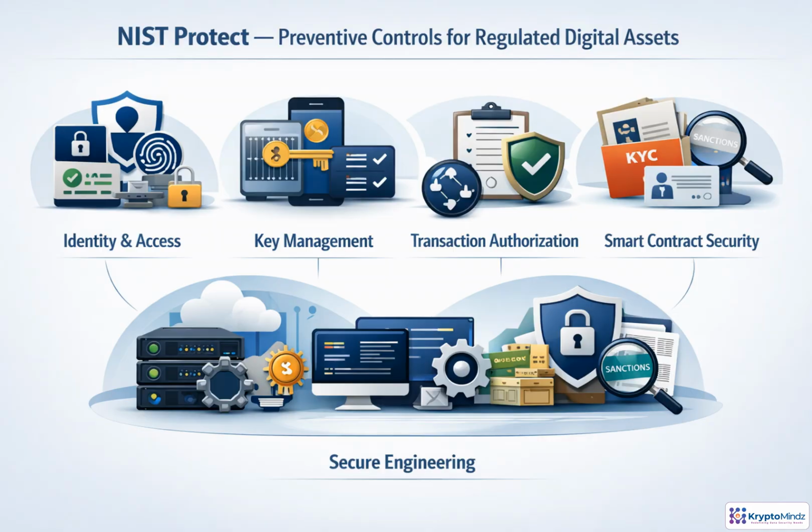Once ownership is clear, protect turns governance into prevention. For regulated digital assets, safeguards need to exist at every layer: who can act, what they can approve, how keys are used, how contracts change, and how sensitive data is handled. Least privilege, MFA, segregation of duties, MPC or HSM custody, approval workflows, audits, and secure development all reduce both likelihood and blast radius. The point is to make unauthorized or unsafe actions difficult by design, not just detectable later.